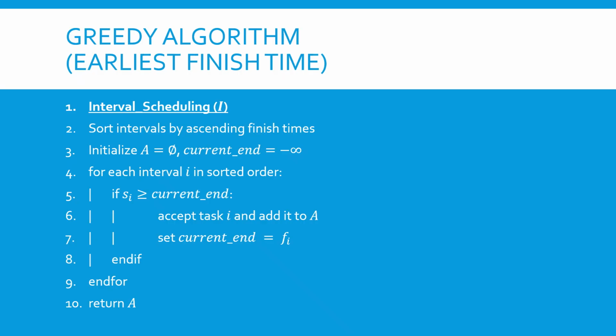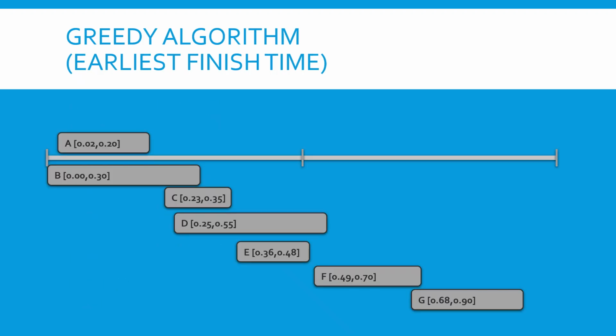Otherwise, the job overlaps with an accepted job. We skip it. Let's walk through this algorithm with a simple example. Consider the jobs A through G and their time intervals shown on the slide.